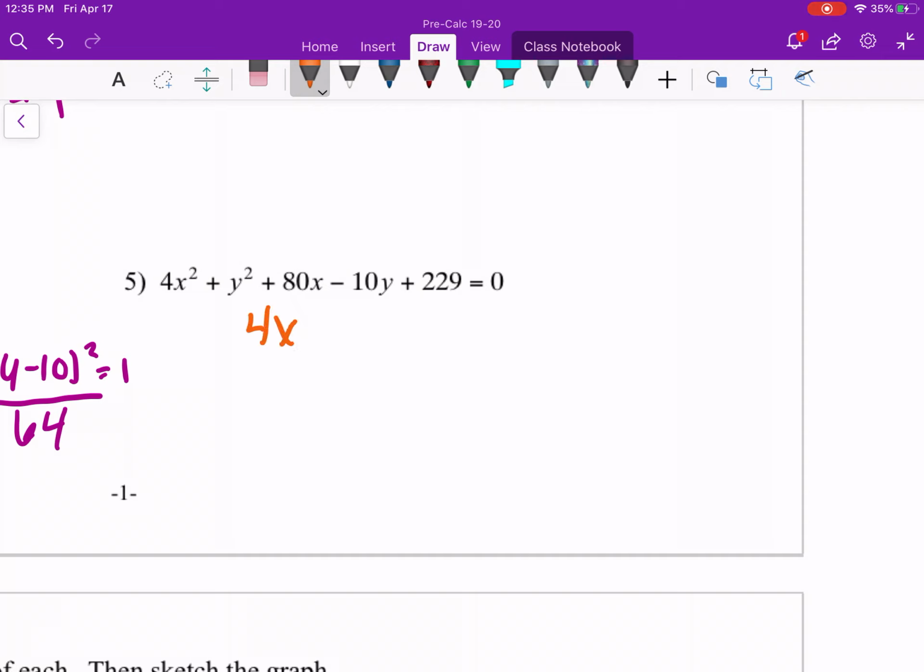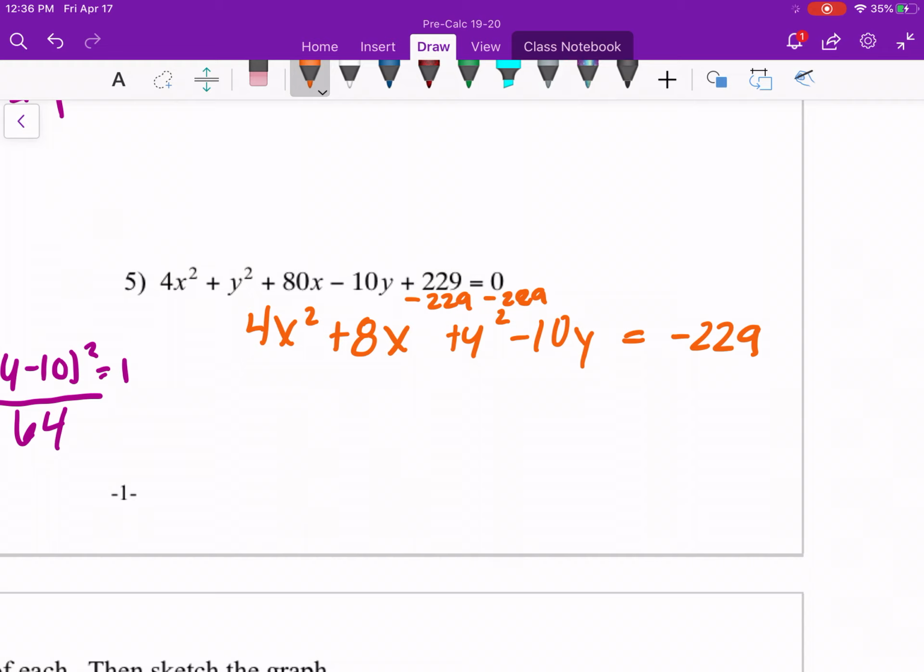So 4x squared, group it with the 80x because they both have x terms, y squared, group it with the 10y because they both have y terms, and then the 229 is getting subtracted on both sides, which means we've got a negative 229 on this side. So now the next thing I'm going to do is complete the square and also factor out anything if I need to.